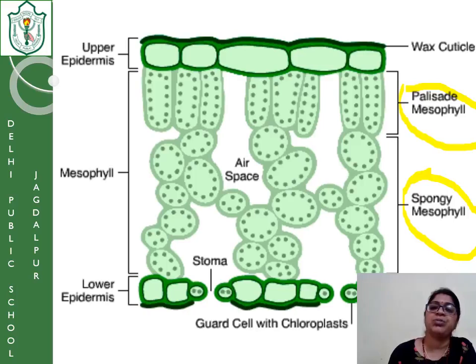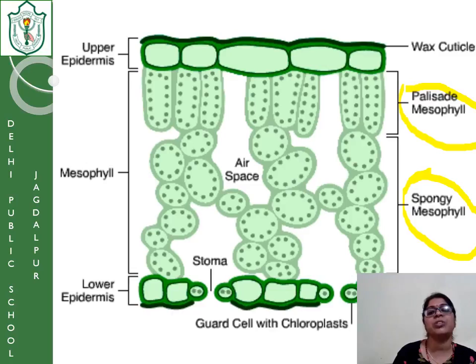Palisade mesophylls are a little elongated, and these green dots, can you see that? These green dots are called the chloroplasts. Chloroplasts contain chlorophyll, which helps in trapping the sunlight and doing photosynthesis. So the mesophyll cells are specialized for trapping the solar energy and converting it into chemical energy.